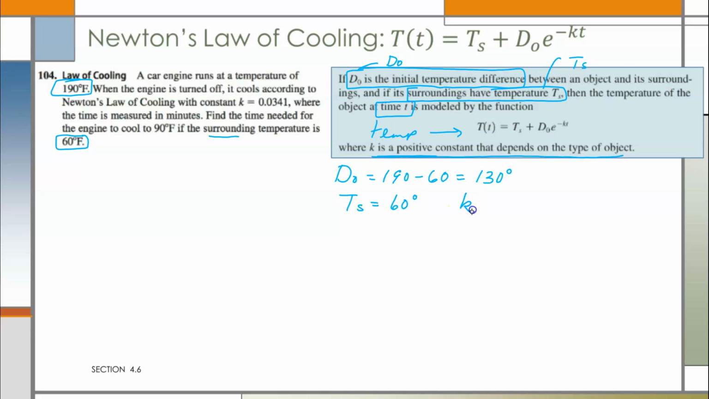Luckily, we don't have to find K this time. We're given the constant K as 0.0341. Okay, so let's get our model. We have the temperature, and we're looking for time. We want the temperature of the object, which is going to cool to 90 degrees. So we have 90 is equal to Ts, which we said was 60, plus D sub 0, which we said was 130, times e to the negative K, which is 0.0341, t. And we're solving for t.